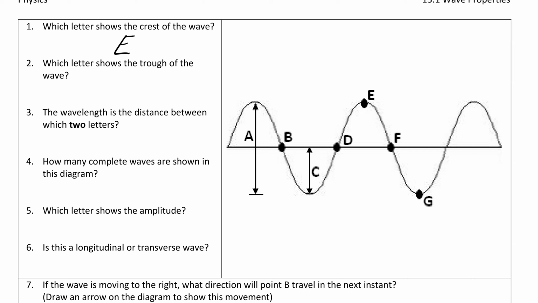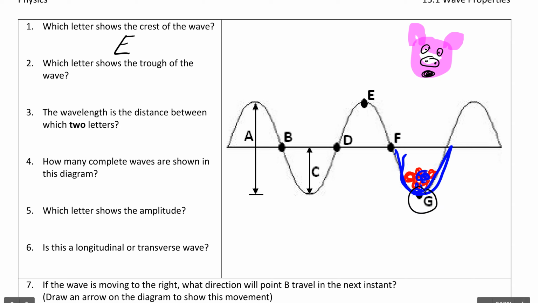And which letter shows the trough of a wave? So that word is trough. And have you ever seen a pig before? Little pig here. What do pigs eat out of? What is this pig going to eat out of here? Pigs eat out of a trough. Nom, nom, nom, nom. So all the food that the pig is going to eat, just bloody. No, I'm just kidding. That's not blood. It's nice vegetables that the pig's going to eat. Okay, so the pig's going to eat out of this trough. So it's the bottom of the wave. That's point G.